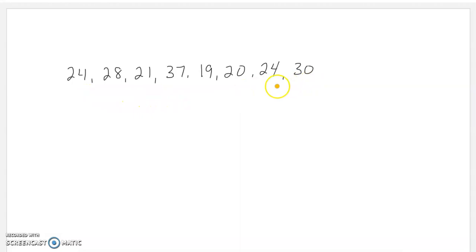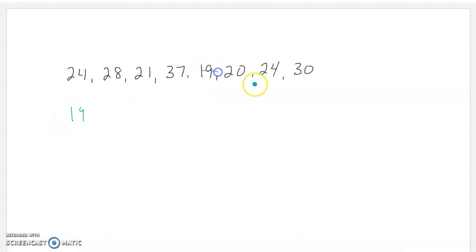Now, in this data set, I don't have an odd amount of numbers. I have an even amount of numbers, and that's going to change what we do just a little tiny bit. So, again, the first thing that we got to do is put these numbers in order from least to greatest. So the smallest number here is 19.